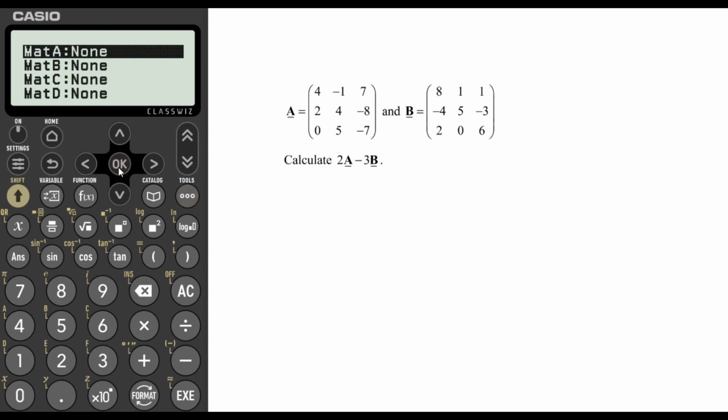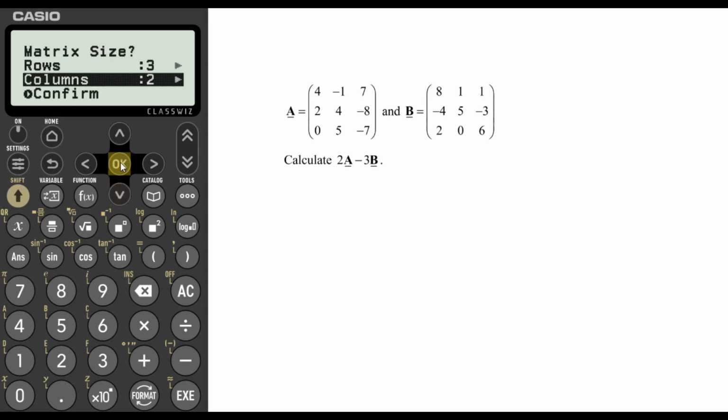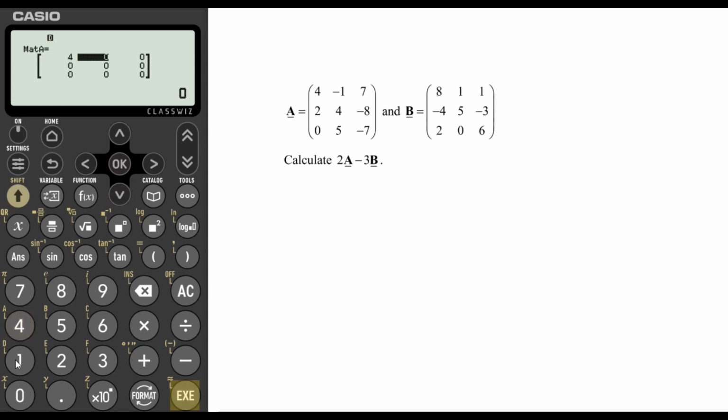So if we click Tools, we will define matrix A. Matrix A has 3 rows. Matrix A has 3 columns. We have 4, minus 1, 7, 2, 4, minus 8, 0, 5, minus 7.